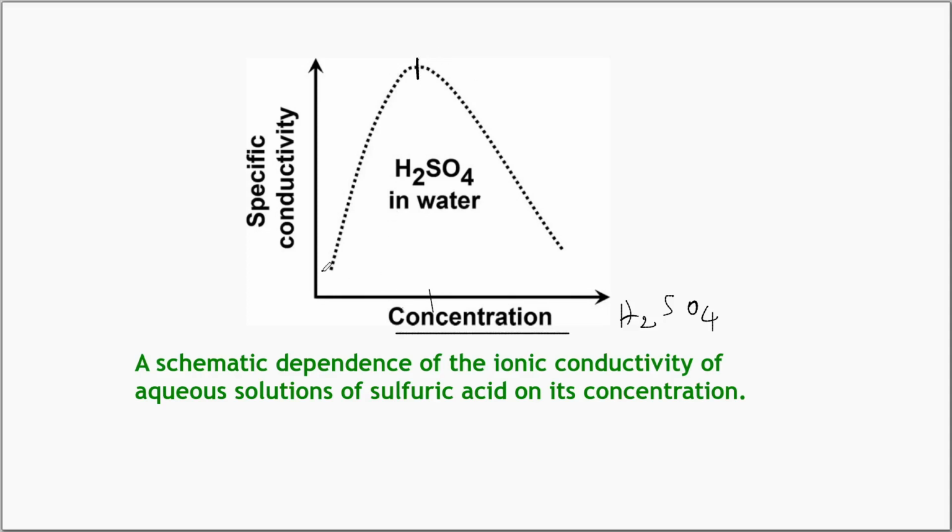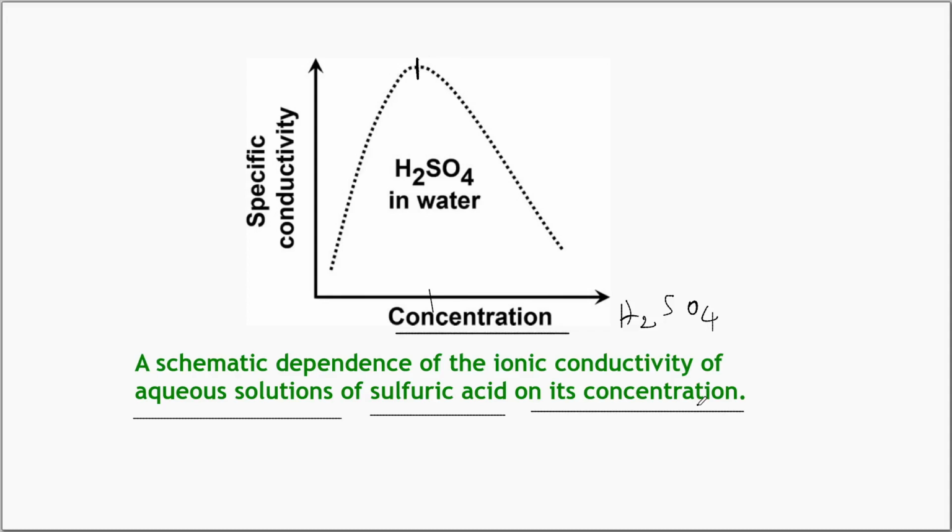Beyond that, even if you increase the H2SO4 concentration, we notice that the specific conductivity is not increased further, rather it decreases slowly. For higher concentration of H2SO4, beyond this concentration, one finds a lower specific conductivity for the solution. This diagram represents a schematic dependence of the ionic conductivity of aqueous solutions of sulfuric acid on its concentration in water. Why such a thing happens?